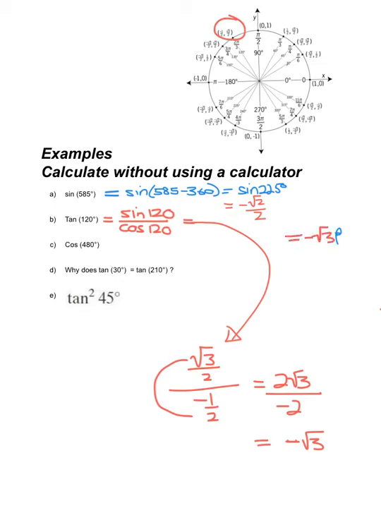Cos of 480. Well, that's going to equal cos of 480 take 360, which equals cos of 120, which is negative a half.